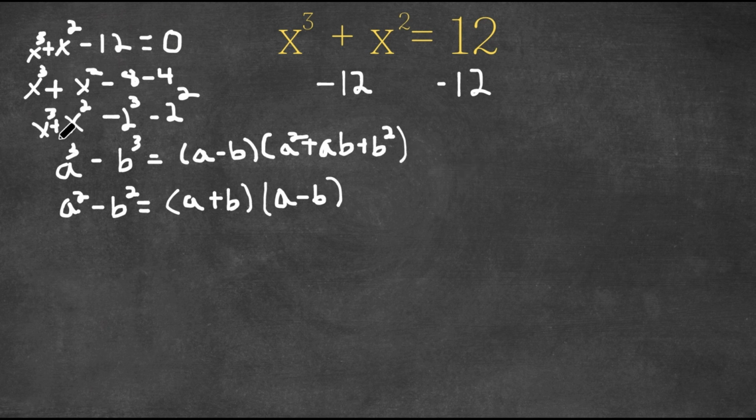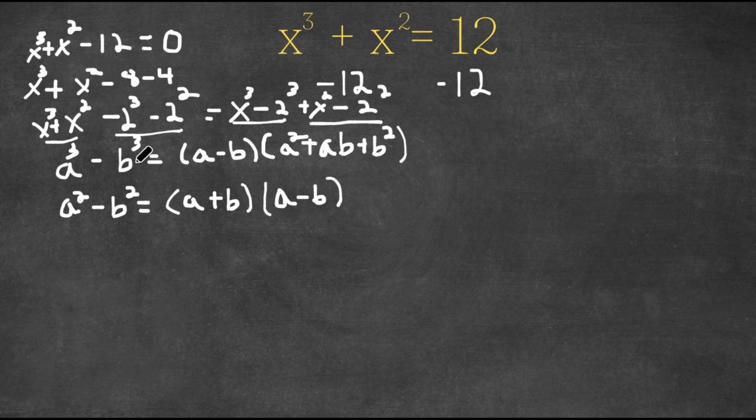So now, as you can see, right here we have x to the power of 3 plus x squared, and we have negative 2 to the power of 3 minus 2 squared. So we are going to arrange this to x to the power of 3 minus 2 to the power of 3 plus x squared minus 2 squared. And now, as you can see, we have a to the power of 3 minus b to the power of 3 and a squared minus b squared.